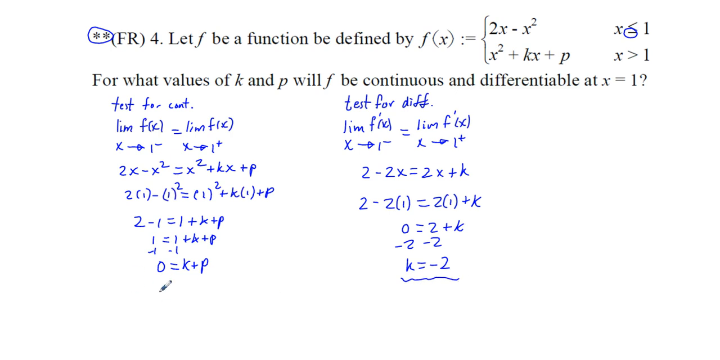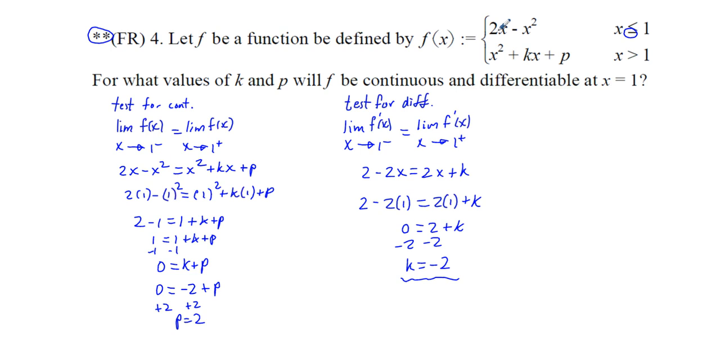Now coming back to the first equation, we have 0 equals negative 2 plus p. K is negative 2, so we have negative 2 plus p. And adding 2, p is equal to 2. So p is equal to 2, k is equal to negative 2. And you can just plug these in to check to be sure.